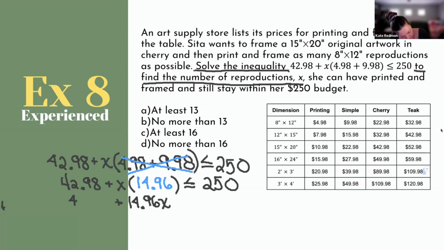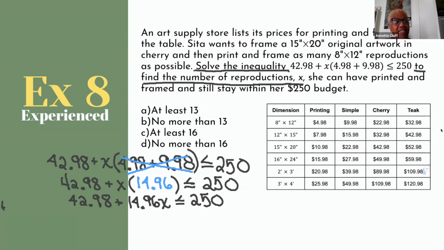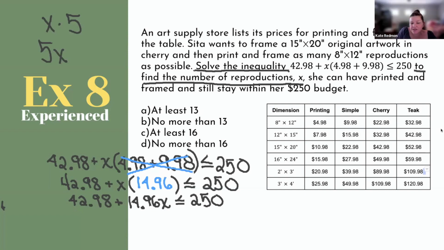And now that is still adding with 42.98, and it's still less than or equal to 250. Now, this is a lot easier on the eyes, right? That's why we simplify before we start solving. But why'd you put the X at the end when you had the X at the beginning of the parentheses? What's X times 5? 5X. Same thing here. What's X times 14.96? 14.96X. Okay.